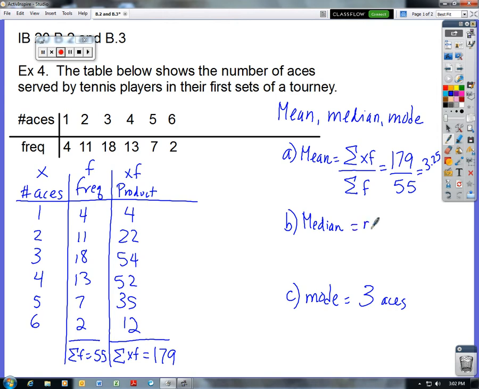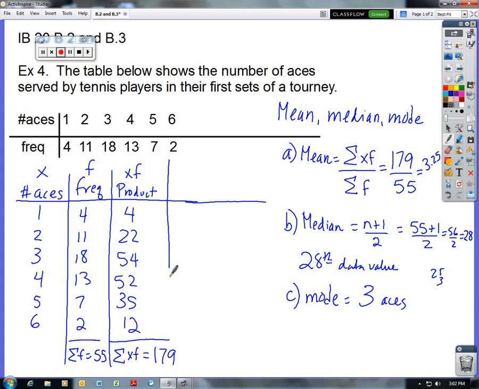So remember the median formula is n plus 1 over 2. And so that's 55 plus 1 divided by 2, 56 divided by 2. Half of 50 is 25, half of 6 is 3. So that's 28. So what that means is the 28th data value will be the median. The median is not 28 itself, it's the 28th item. So I have to now, oh, guess what? There's a way we can do this pretty nicely, is we can make a cumulative frequency column.